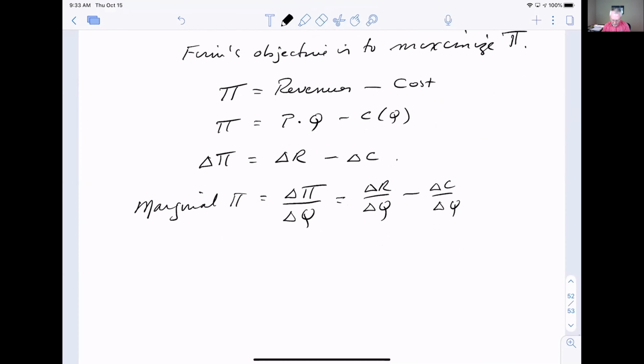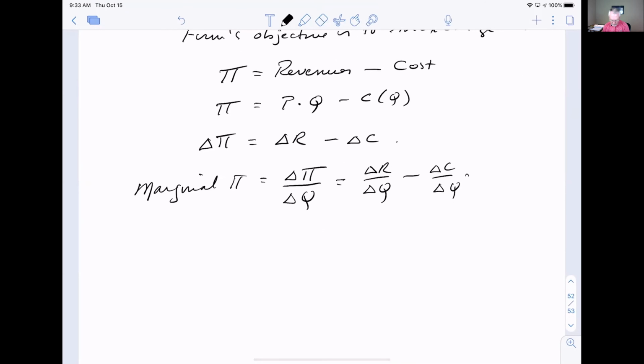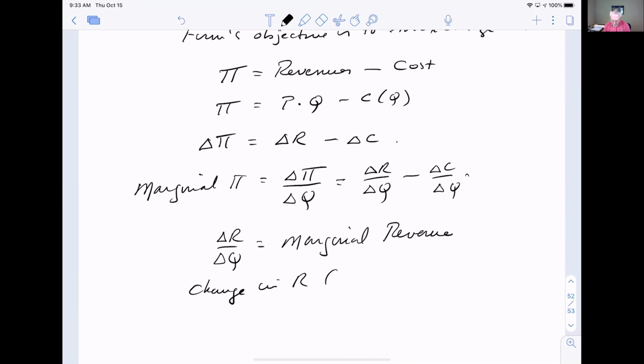Well, what are these two terms on the right-hand side? We already have the one on this term here. So what I have here is delta R over delta Q, which is marginal revenue. That is to say, it's the change in revenue associated with a small change in Q. Now, the easiest way to think about this is what happens to my total revenue if I were to produce and sell one additional unit of output.